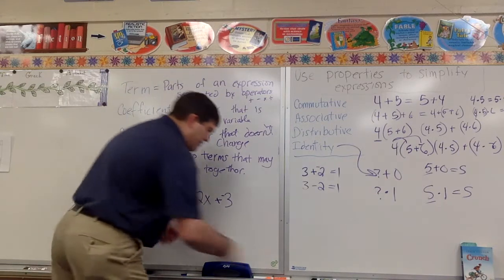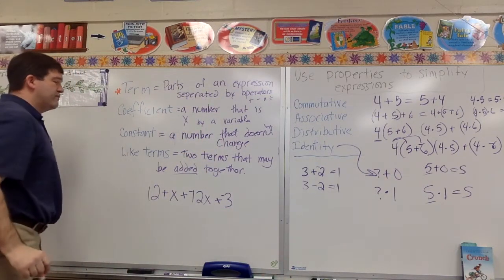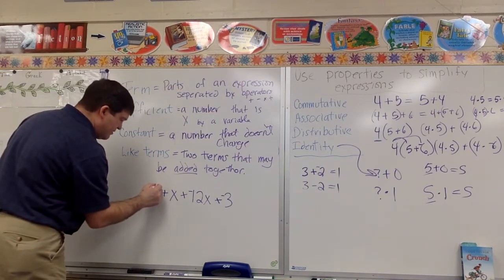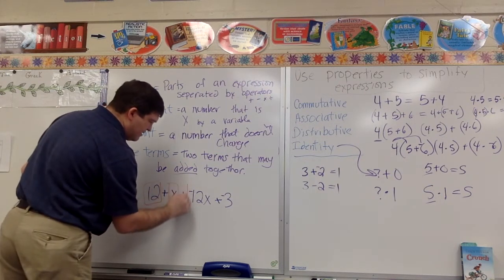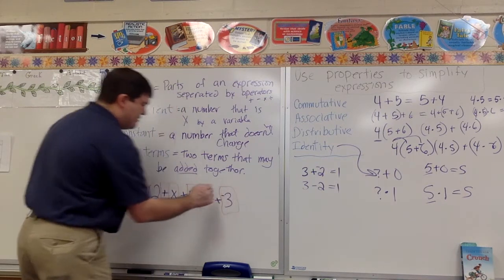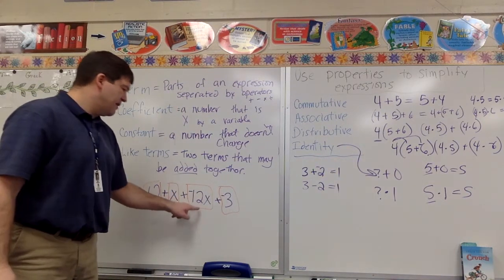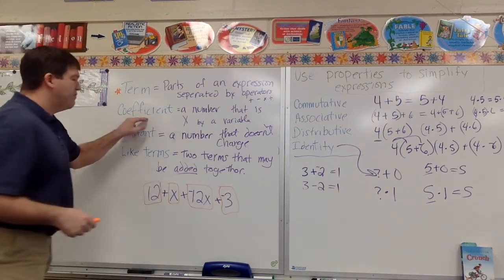Now, I'm going to use different colors. I'll use orange for my terms, anything separated by an operation. So this, this, this, and this. My terms are 12, x, negative 12x, and negative 3. Those are my terms.